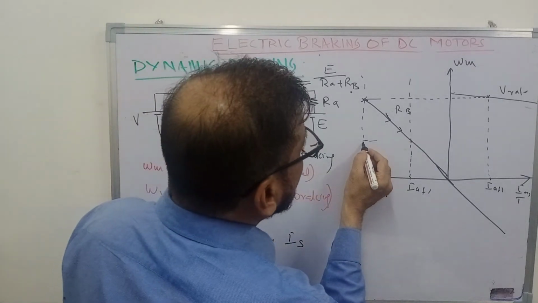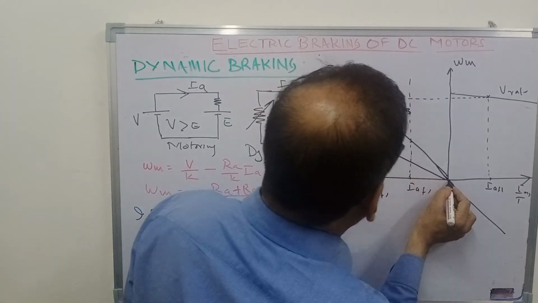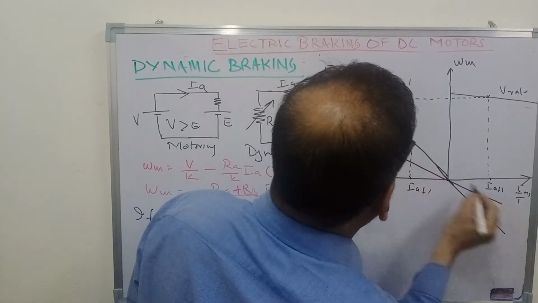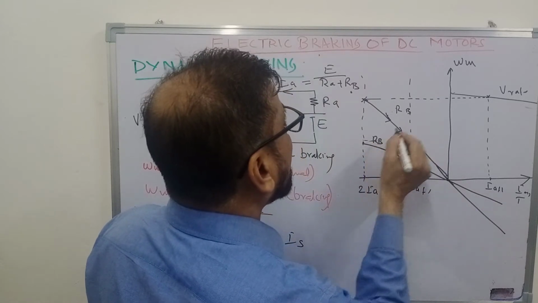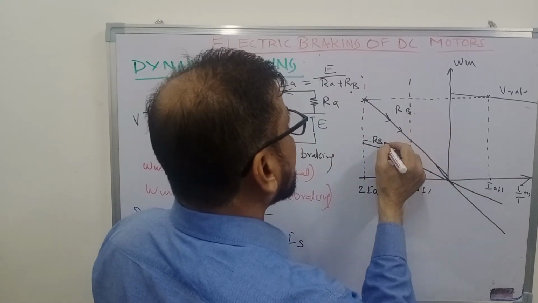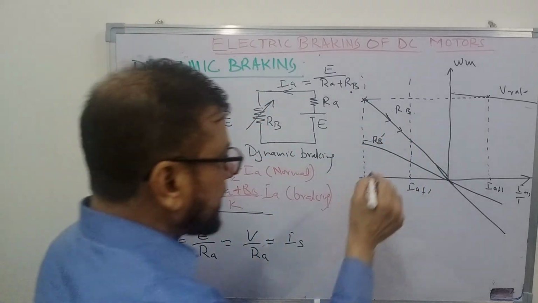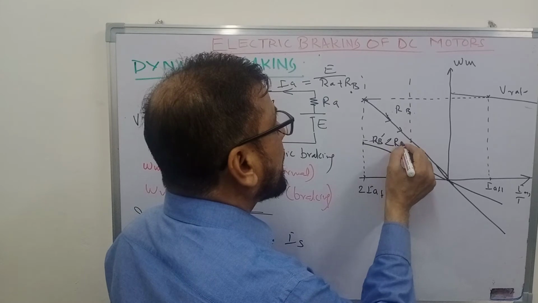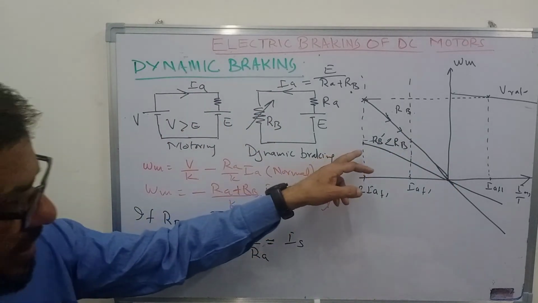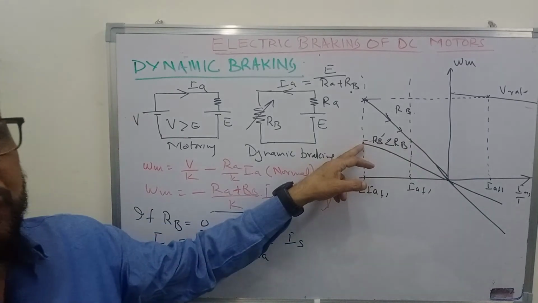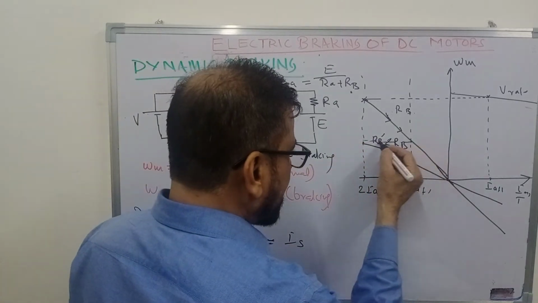So you will have this characteristic for, you can say, RB1, the original resistance, and then you have made this RB dash, which is less than RB. So you have reduced RB such that the current again becomes equal to twice the full load current. So again the operating point will shift here.